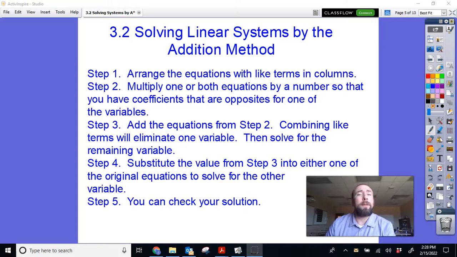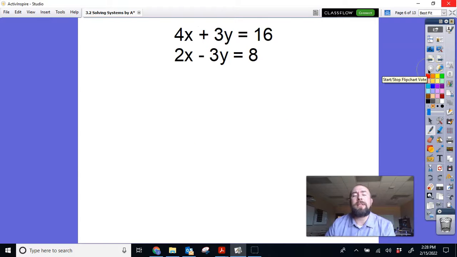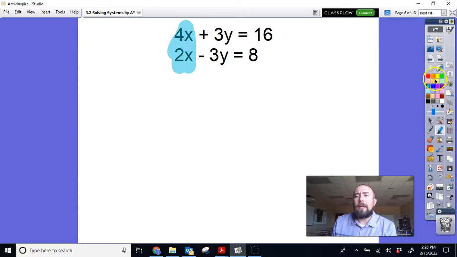Step 1. We're going to arrange the equations with like terms in columns. We're about to take these two equations and add them together at some point. That's one of the reasons it's called the addition method by many teachers. So notice that I have my x terms lined up in a column. I have my y terms also lined up in a column. I'm trying to make this a little bit more vertical looking. And I also have my numbers lined up in a column. Technically also, something to notice here is that our equal signs are also lined up.